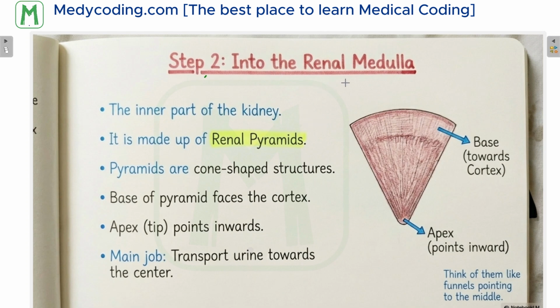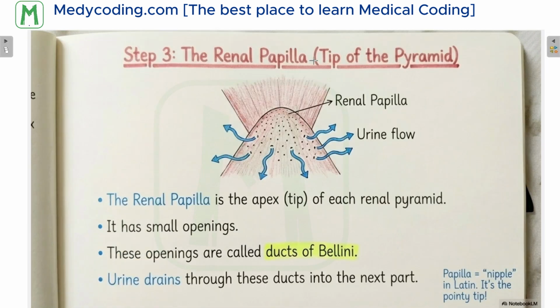After the renal cortex, the next is the renal medulla. The renal medulla is the inner part of the kidney and it contains the renal pyramids. The base of the renal pyramid faces towards the cortex, and the lower part, the apex, is known as the renal papilla. In this slide, you can see the renal papilla.